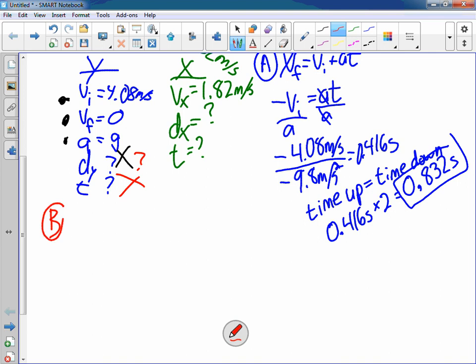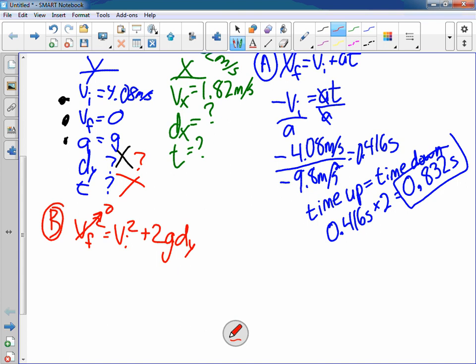So part B. The one without time is VF squared equals VI squared plus 2AD. And this is D on the Y-axis, and I'm just going to change that right now to acceleration due to gravity. Is anything equal to zero? Yes! What is? The V final. How wonderful! So V final squared is also zero, right?